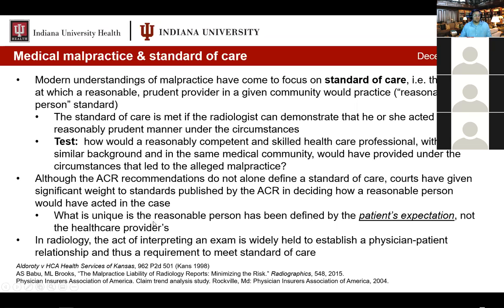What's unique to us and that we need to remember, and this is on the ABMRS test, is that the reasonable person in this case is defined by the patient's expectation. It's not defined by our expectations. So although a physicist, a technologist, a nurse, or a physician may have some idea of what a reasonable person would do in a given situation, that idea is actually defined in court by the patient's expectation. As you can imagine, they may have different expectations than we as professionals do.